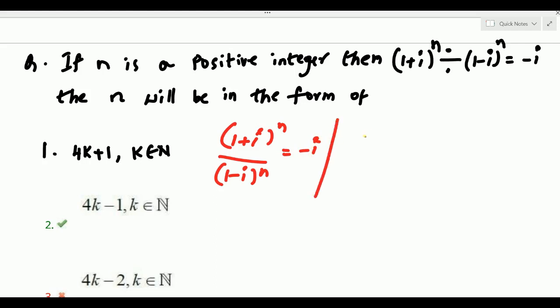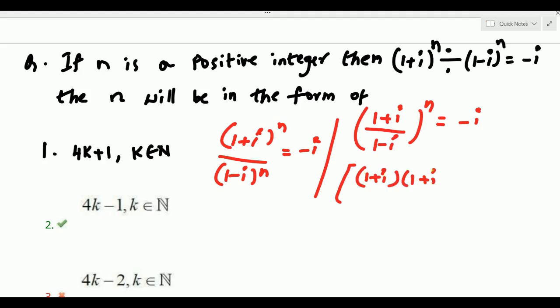So this one you can write as the left side: (1 plus i) by (1 minus i) overall power n is equal to minus i. Now under power n we have to take the conjugate. The denominator is 1 minus i, its conjugate is 1 plus i, so multiplying and dividing by 1 plus i, we get (1 plus i) into (1 plus i) numerator by denominator (1 plus i) into (1 minus i), and this is equal to minus i.